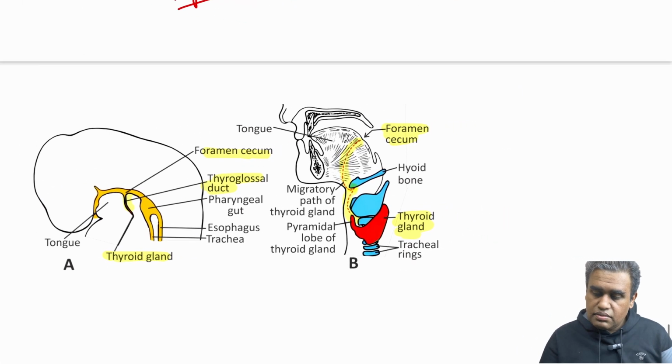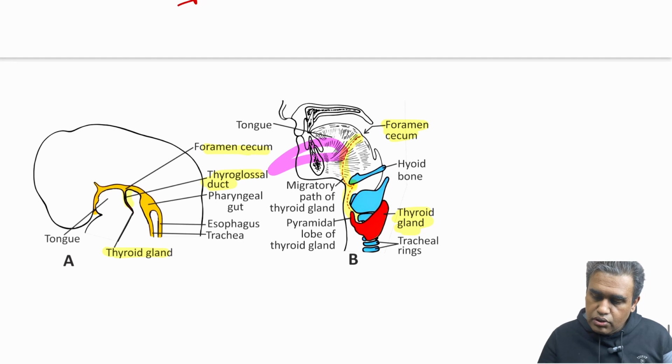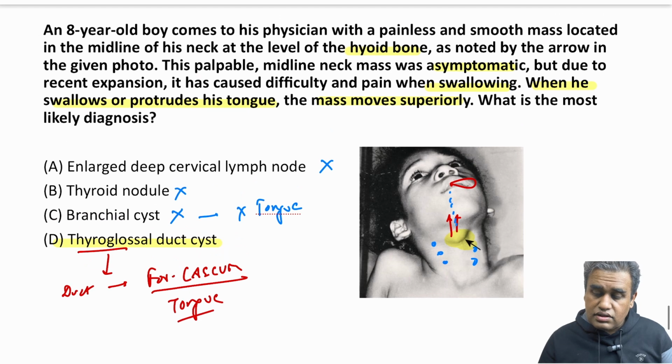So therefore, if you ask the patient to protrude the tongue out, there is a pull on the duct, and the cyst located around the hyoid bone will try to move up, right? So that was the one thing that was asked in the question.